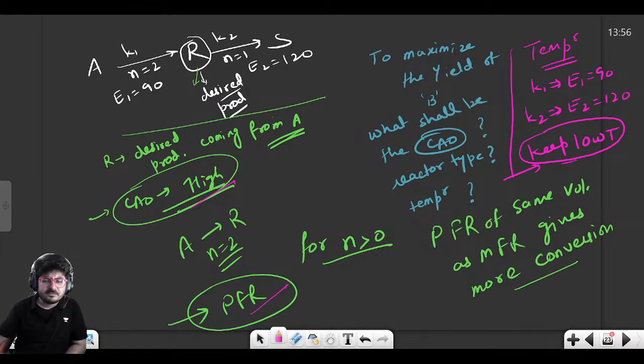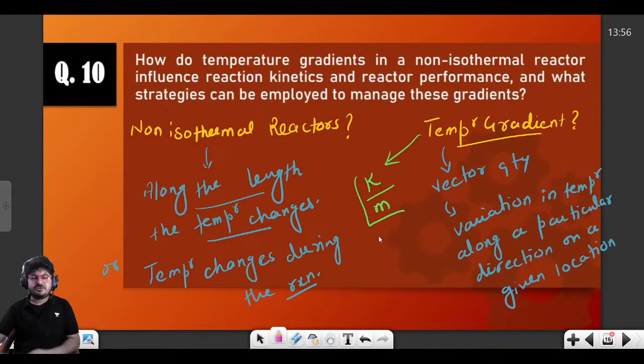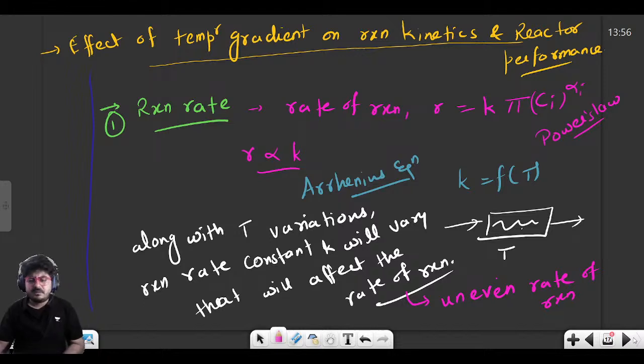Okay, wonderful. Now let's get back to our question. हमारा क्वेश्चन क्या था गाइस? हमने कहाँ से स्टार्ट किया था, कहाँ पहुंच गए? This was our question: how temperature gradients in a non-isothermal reactor influence the reaction kinetics and reactor performance, and what strategies we can employ, meaning the preventive measures we can have if things go out of control.